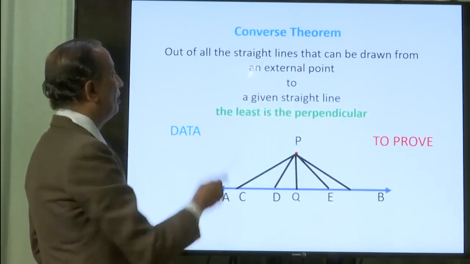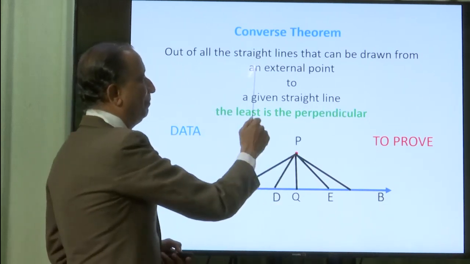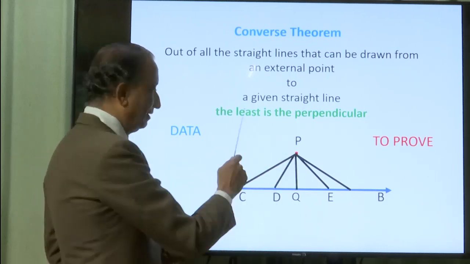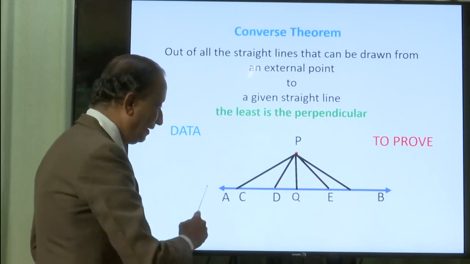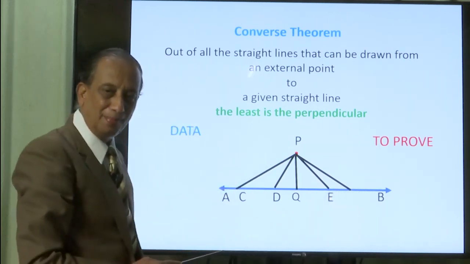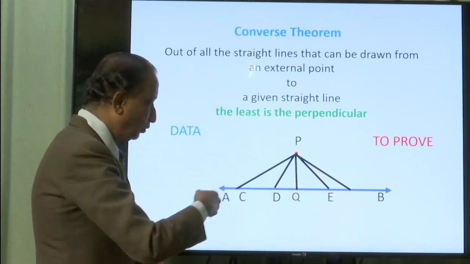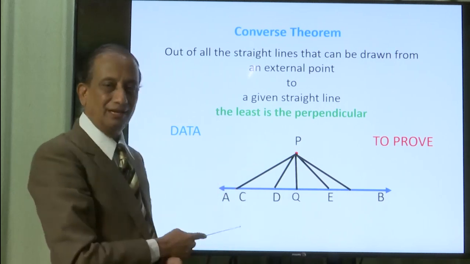Now, converse theorem: out of all the straight lines that can be drawn from an external point to a given straight line, the least is the perpendicular. Okay. So, now again here is a straight line AB, and here is an external point P. So, you can imagine so many number of lines from the point P to the straight line.